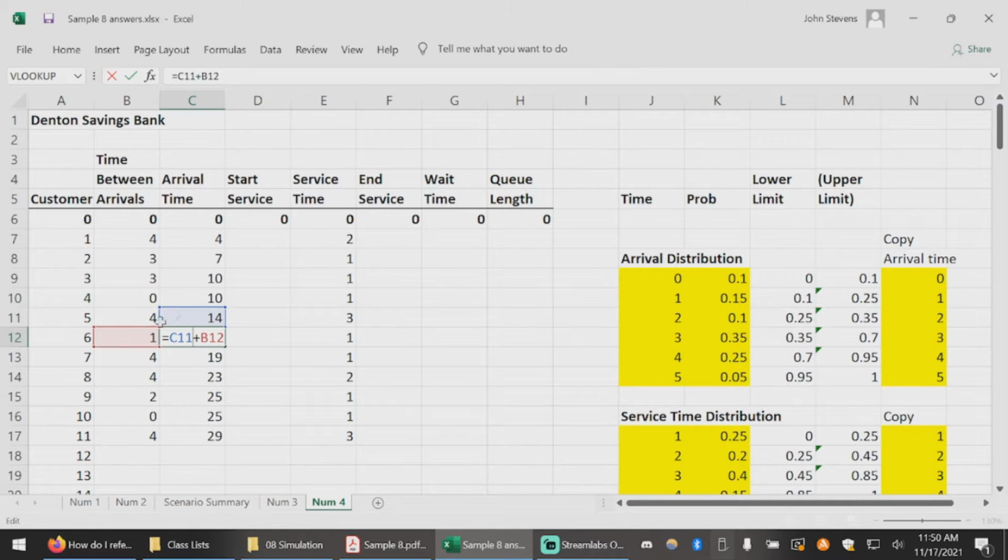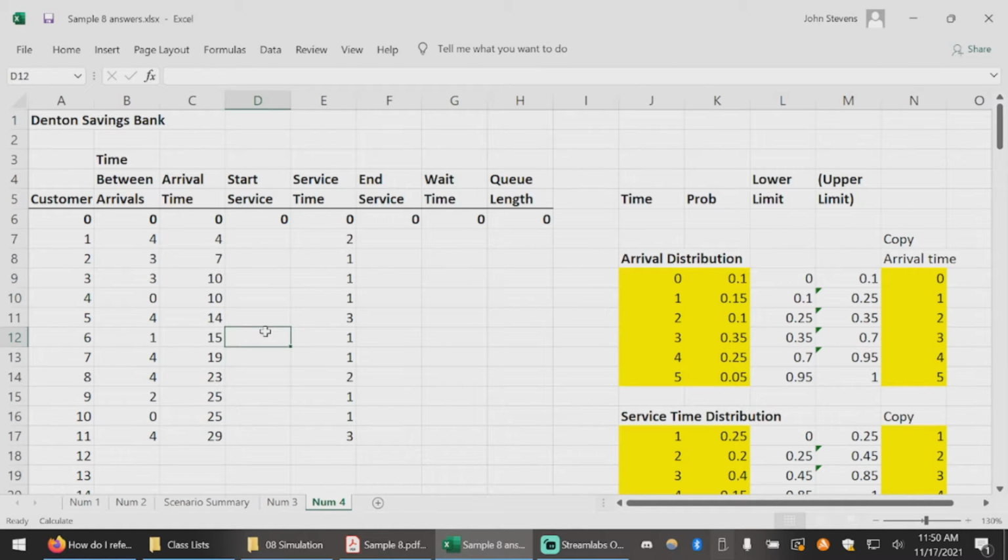So I see that the arrival time for customer 6 is the previous arrival time plus the time it took between the arrivals. So at minute 14, customer 5 arrived. 1 minute later, customer 6 arrives. So at minute 15. So it's good to just double check. Yeah, it looks okay. 0 minutes later. So customer 4 arrived right at the same time as customer 3. So again, 10 minutes and so on. Okay, so that looks pretty good.